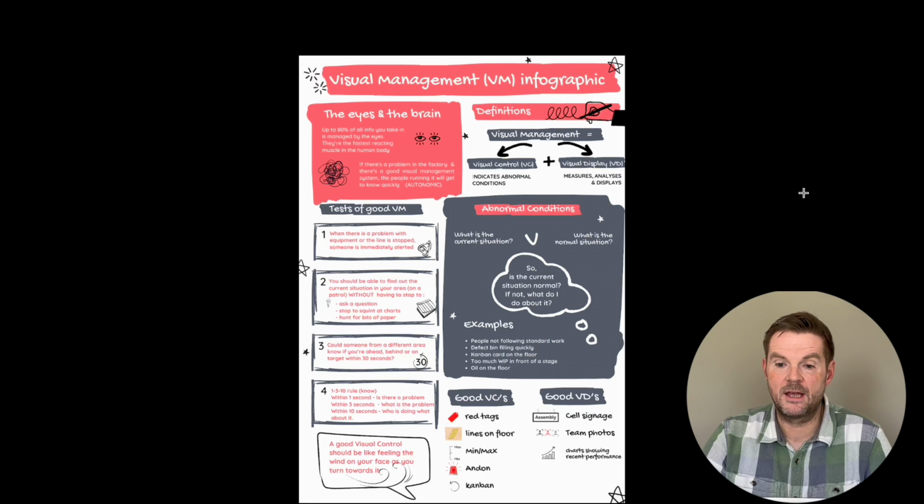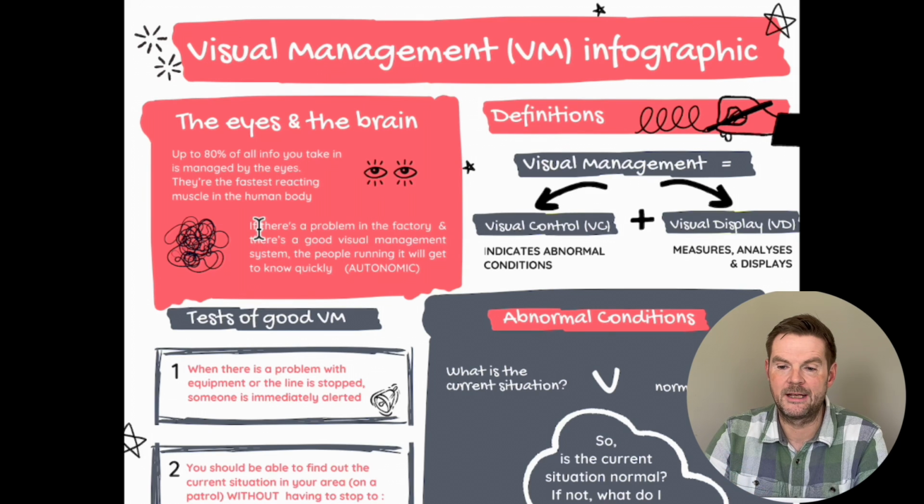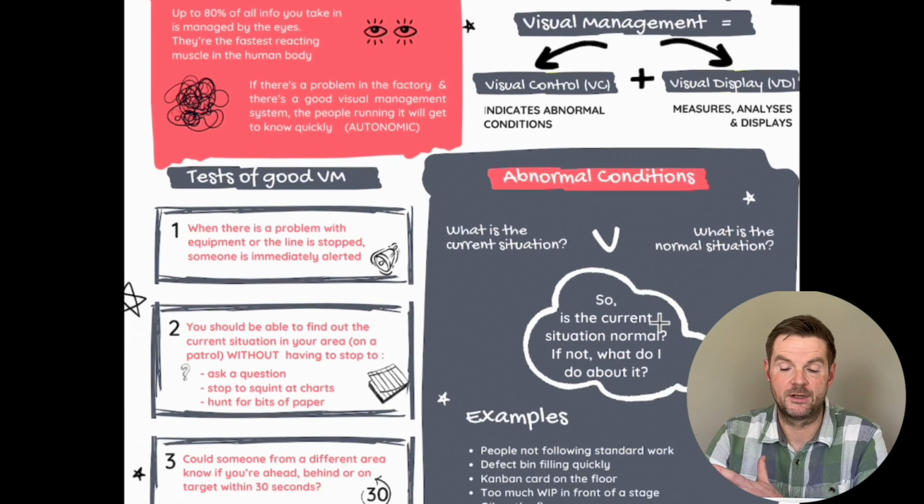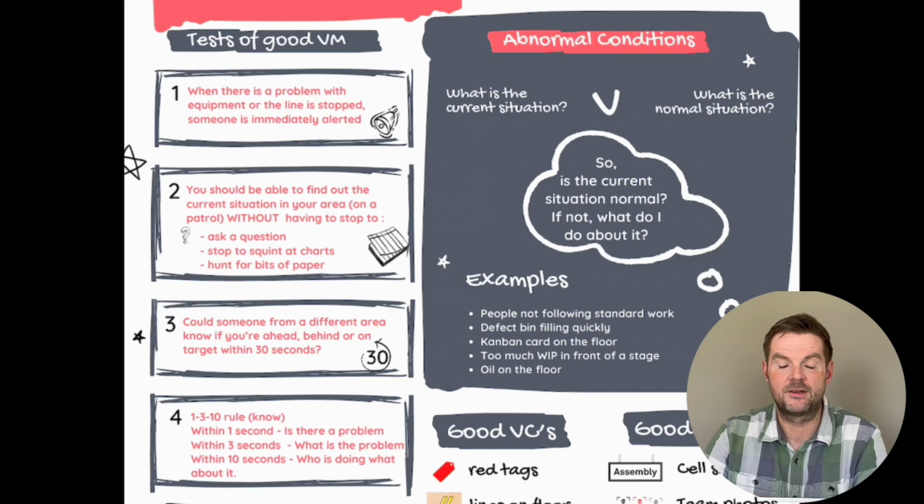Onto the infographic. Here it is in one page. You can see there are four broad sections here. The eyes and the brain and the importance of our eyes, and then some definitions of visual management, splitting between visual control, visual display, and what an abnormal condition is. Some examples of good visual controls and displays, and then 4 tests of whether you've got good visual management, probably my favourite section.